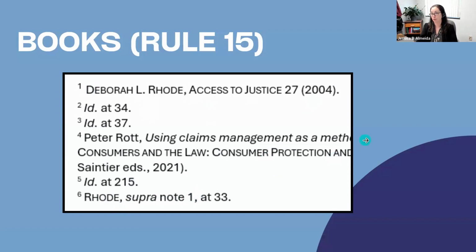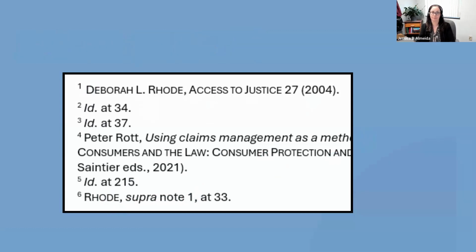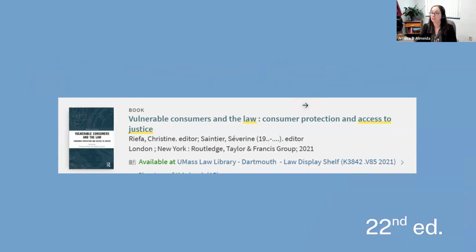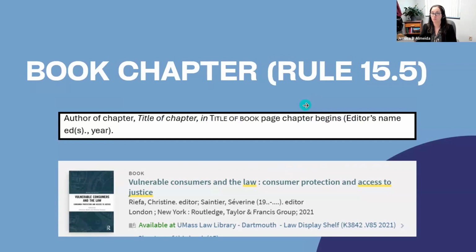Let's take a look at book chapters now. All the information for book chapters you can find in Rule 15.5 of the 22nd edition of the Blue Book. Here we have an example of a book, and I'm going to cite to a specific chapter in this book. Let's look at the general format.